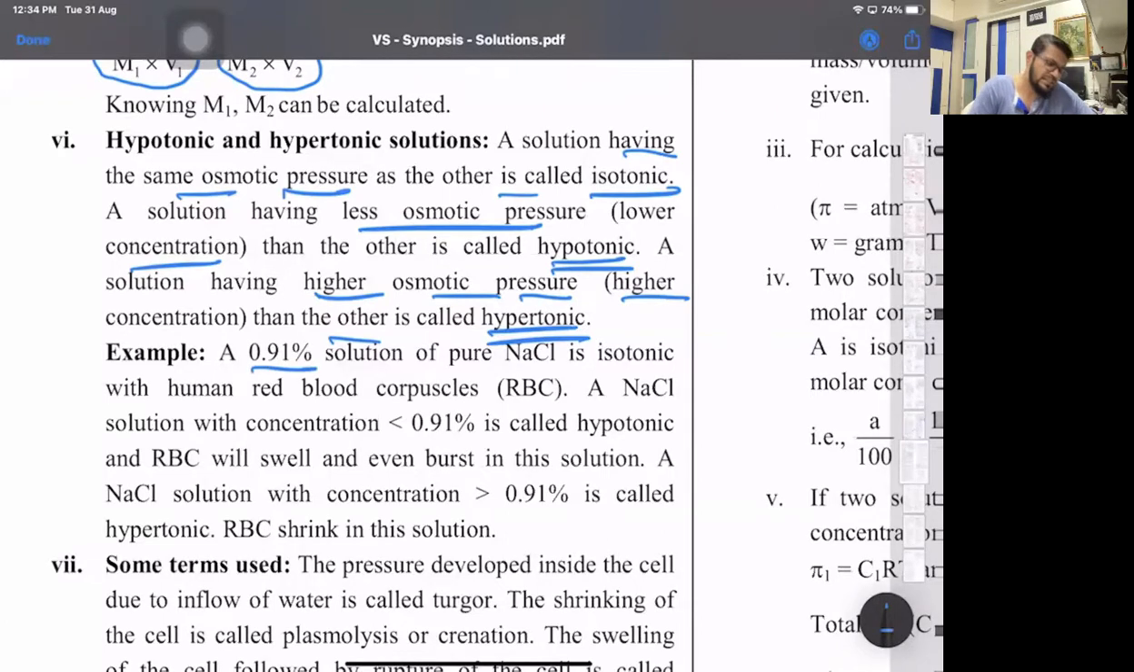0.91% weight by weight of NaCl is isotonic with human blood. That is the saline that is given to us. If the saline concentration is less than 0.91%, it will become hypotonic and the blood cells will swell up. That's hypotonic, because if the concentration is less, water will enter the blood cells and they may even burst. An NaCl solution with concentration greater than 0.91% will make the blood cells shrink, because the cell wall acts as the semi-permeable membrane, and NaCl is hypertonic, more concentrated as compared to the blood cells.